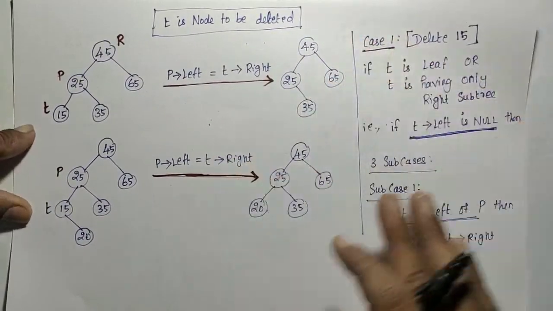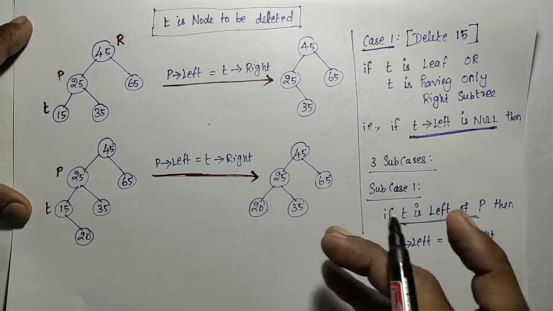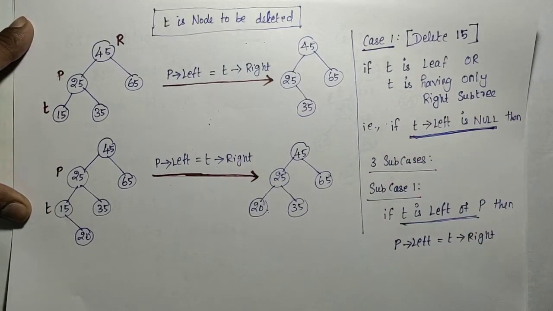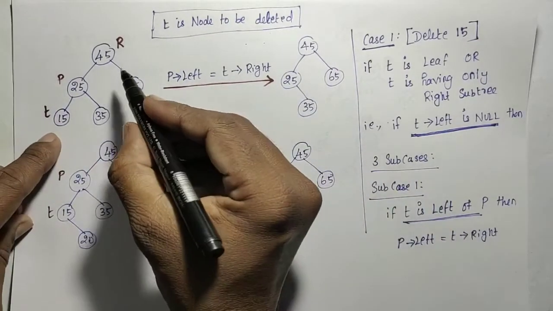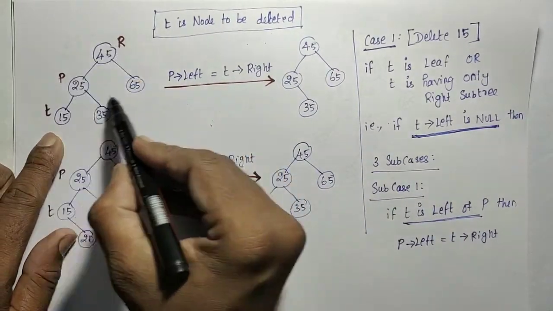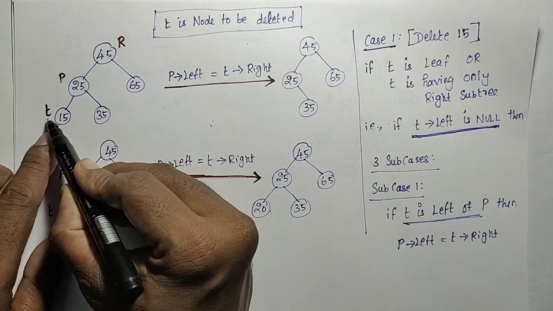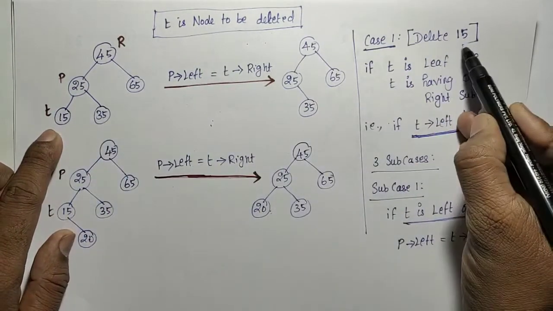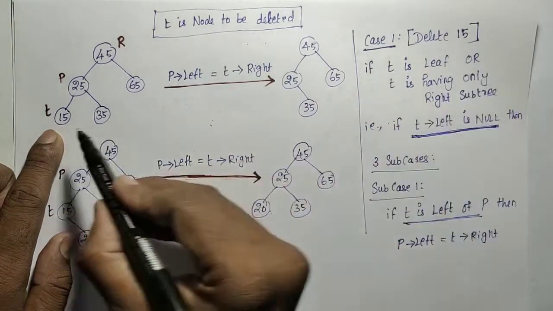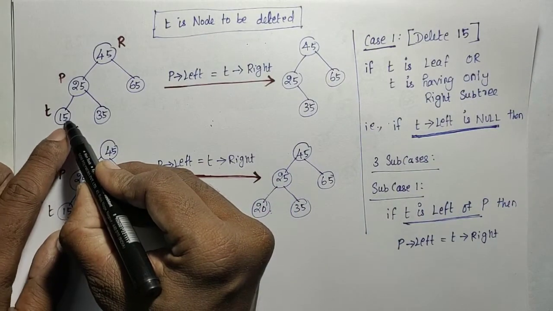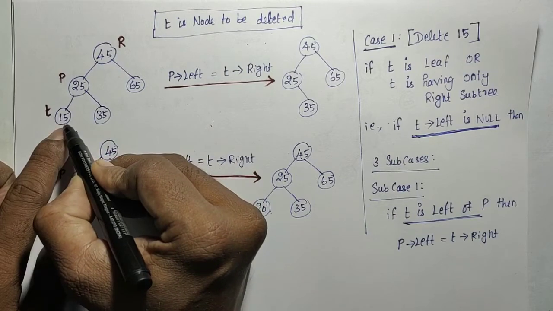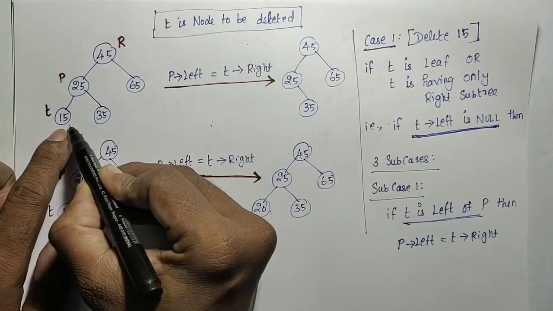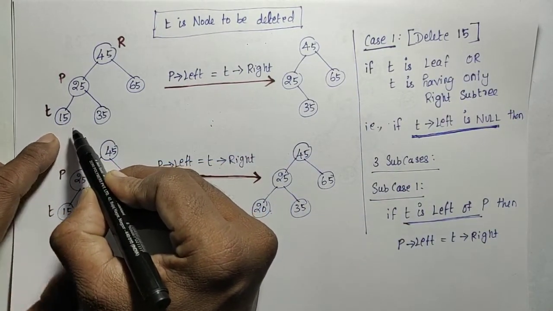Consider the case 1. See that in this searching, we got the t. That is, I wanted to delete the 15. I got the t. By the time, p is pointing to the 25, t is pointing to the 15. I want to delete 15. The case 1 is what?